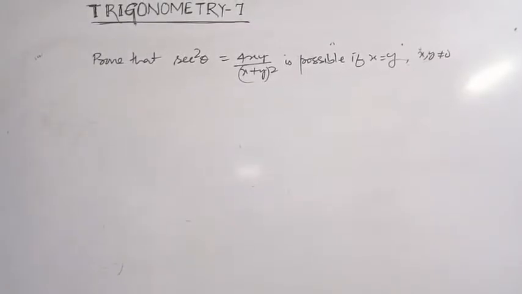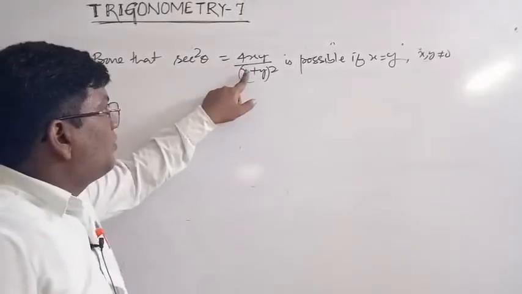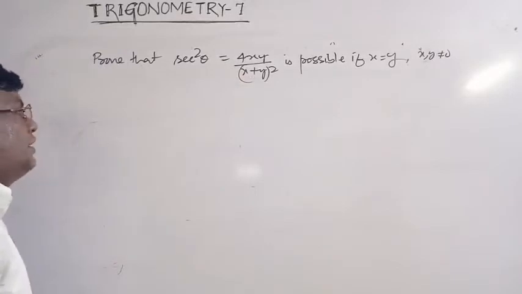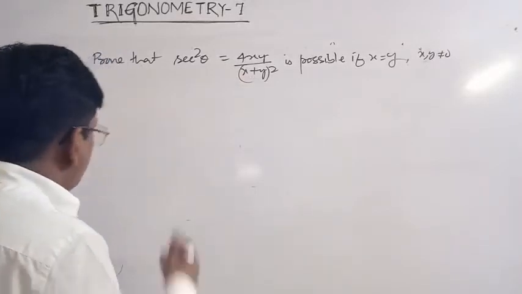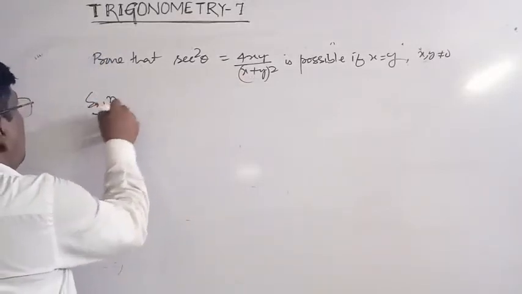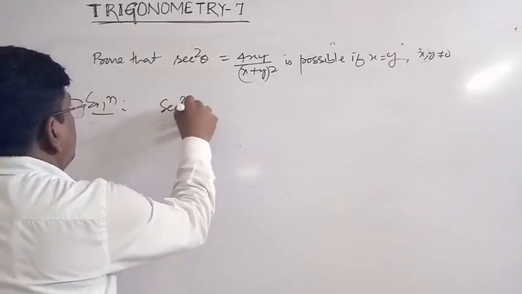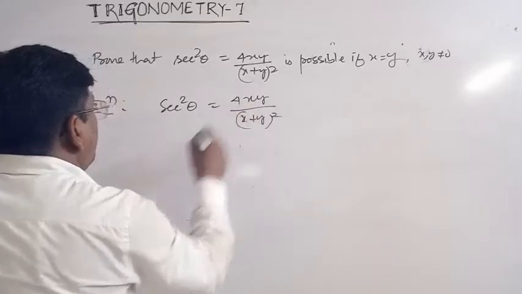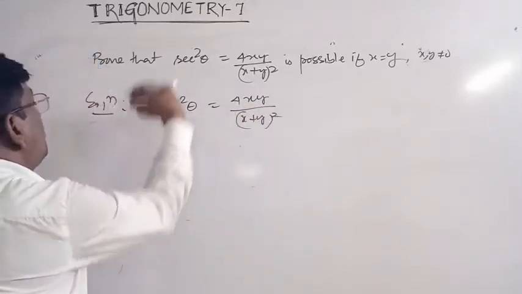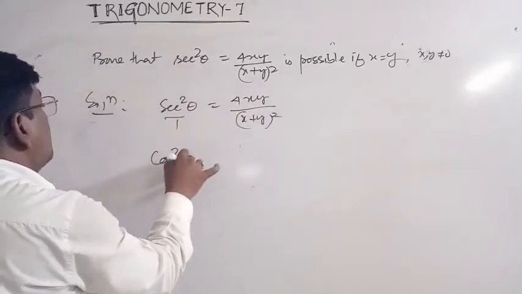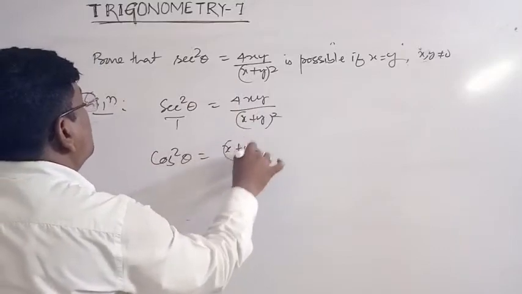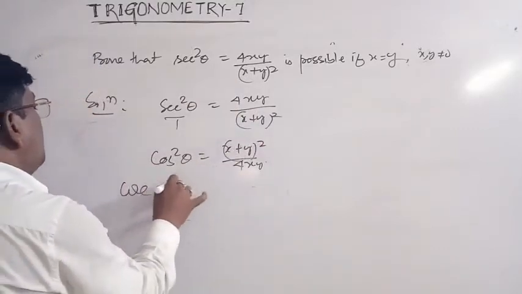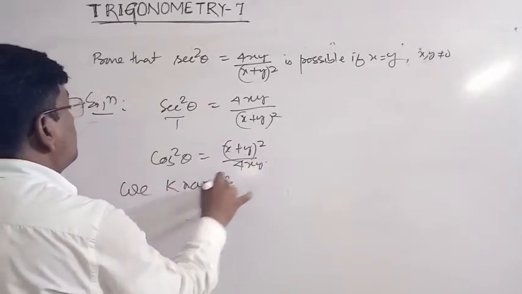This is another question: sec square theta is equal to 4xy divided by (x plus y) whole square is possible if x is equal to y, x comma y not equal to 0. Same process. Solution: sec square theta is equal to 4xy divided by (x plus y) whole square, that is, 1 over cos square theta, so we reverse it. Cos square theta is equal to (x plus y) whole square divided by 4xy.